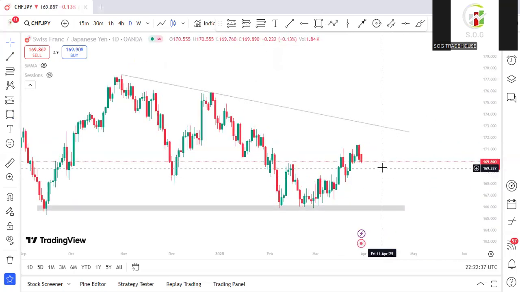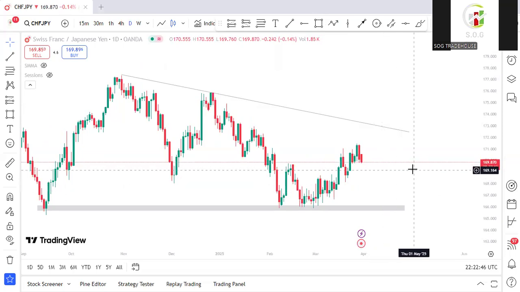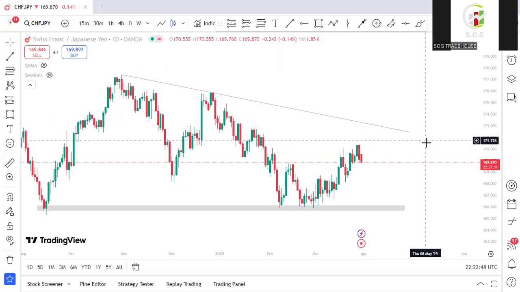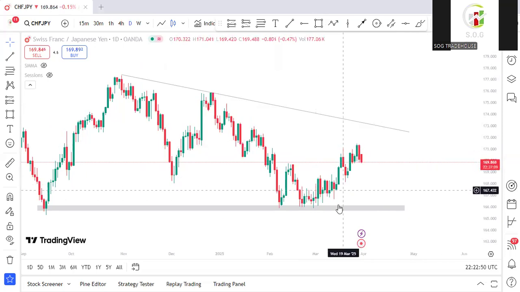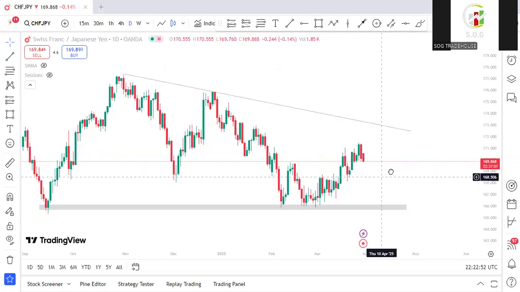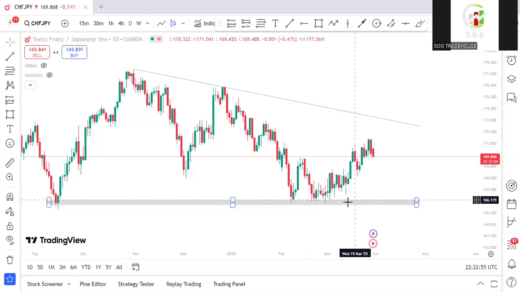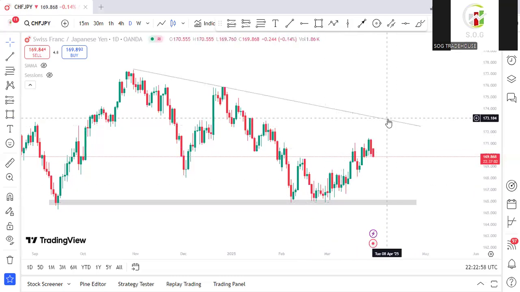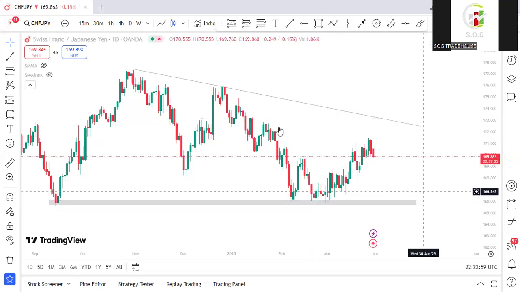So guys, this is the power of the bigger time frame. When you start your analysis from the daily time frame, just looking at the daily time frame, you can predict the overall move of the market. Looking at the daily time frame, you can see CHFJPY is actually moving to the upside to touch this trend line before any possible move to the downside.